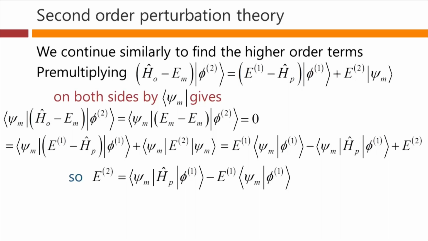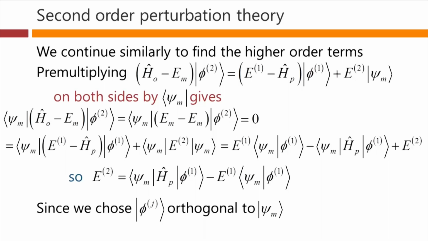That's taking this term over to the other side. 0 here, so we take that over to the other side. And we have this term also taken over to the other side. But we chose phi j to be orthogonal to psi m. We said that we would always find that in our algebra if we followed it through, that we could make that choice.